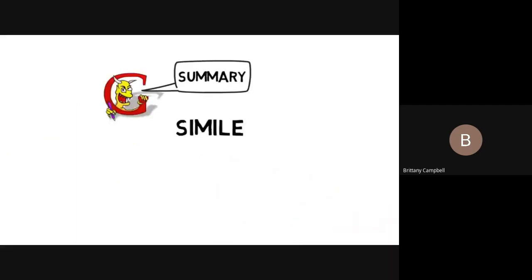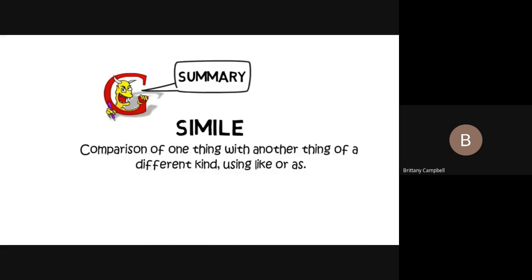So let's summarize. A simile is a comparison of one thing with another thing of a different kind, usually using the word like or as. Run like the wind. That would be a simile.